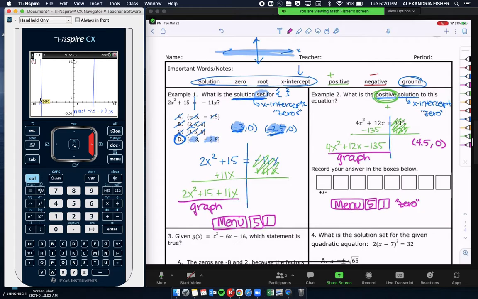And I have negative 7.50. But I have a box for my answer. And if we're paying attention right here, it says positive. Out of these two numbers, the only one that's positive is the 4.5. This is a negative number, so we can ignore that one. So my answer will be positive 4.5.